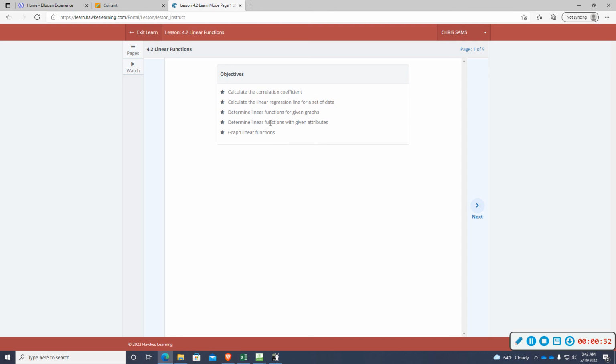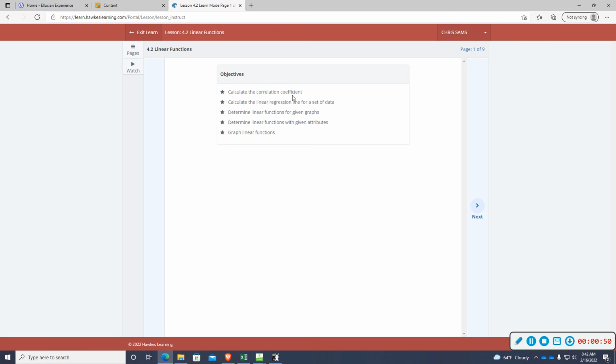So the biggest part of this are the third, fourth, fifth points. Really the third and fourth. We're going to be determining linear functions for given graphs, and then we're going to determine linear functions when given attributes. We're going to spend a lot of time with that.